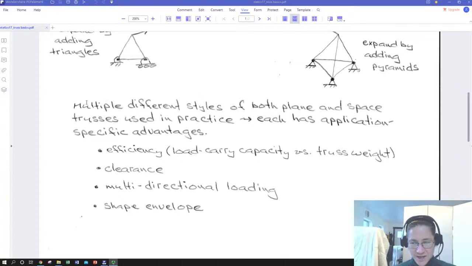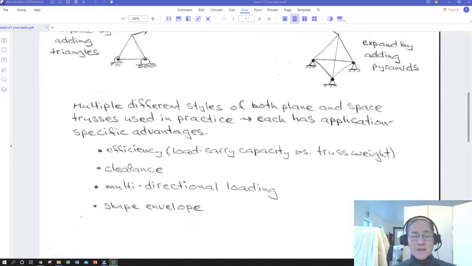Why do we have so many different types? Again, they each optimize something else. Efficiency in terms of load carrying capacity versus the truss weight. Really important if you've got to truck the thing out or float it out somewhere to assemble it in a remote location. You want it to carry a lot more weight than it itself has, because you might have to carry it with something else.